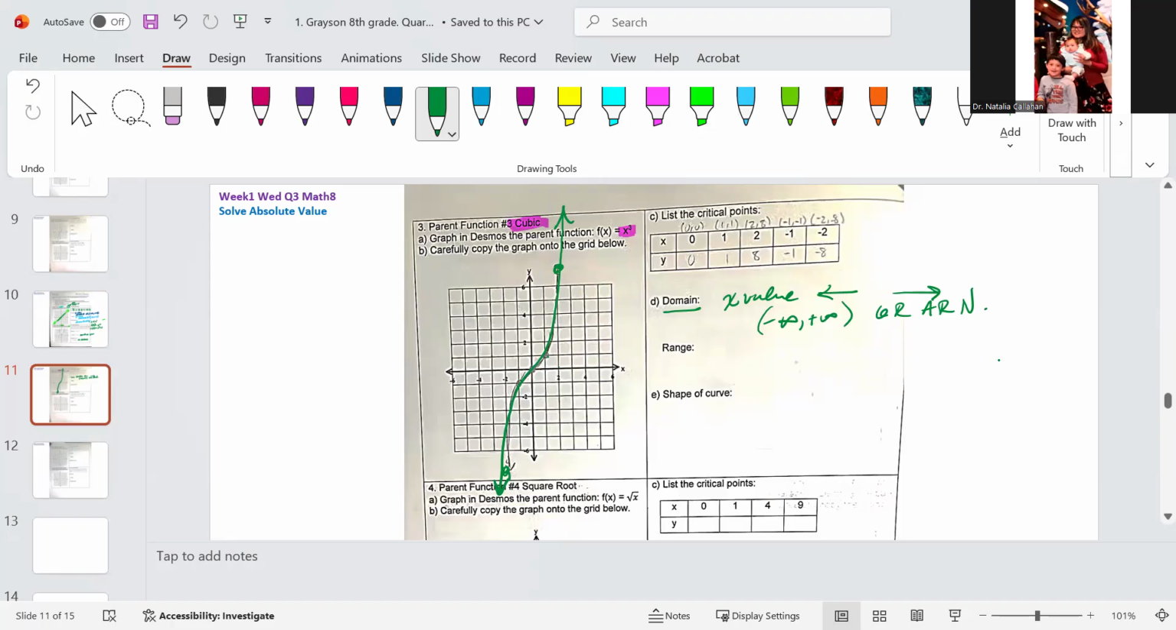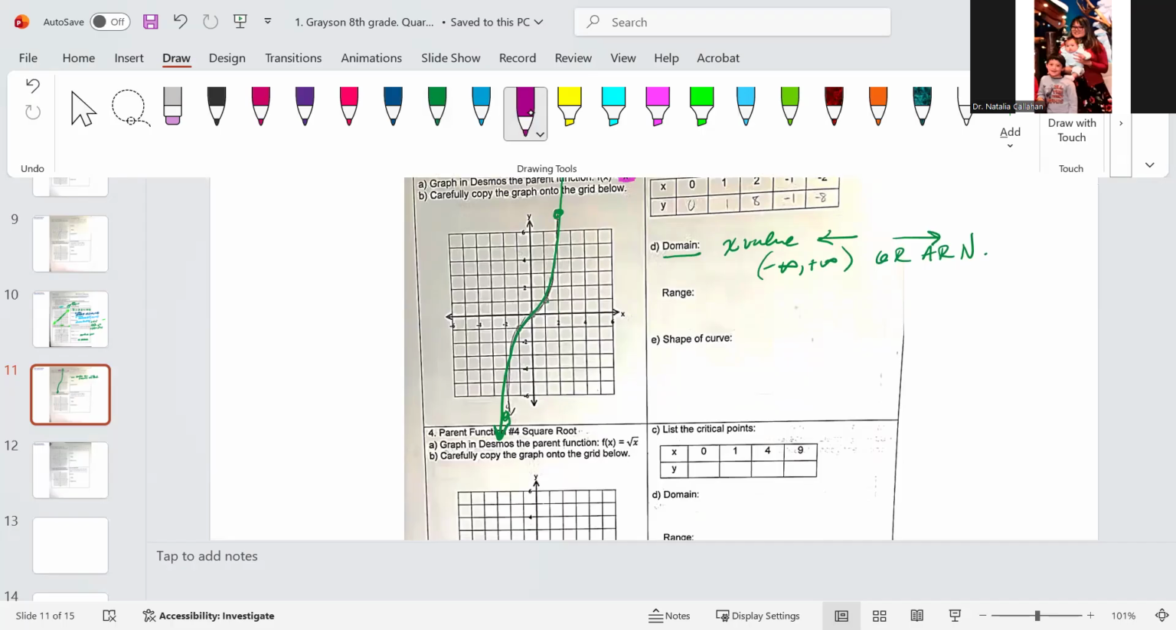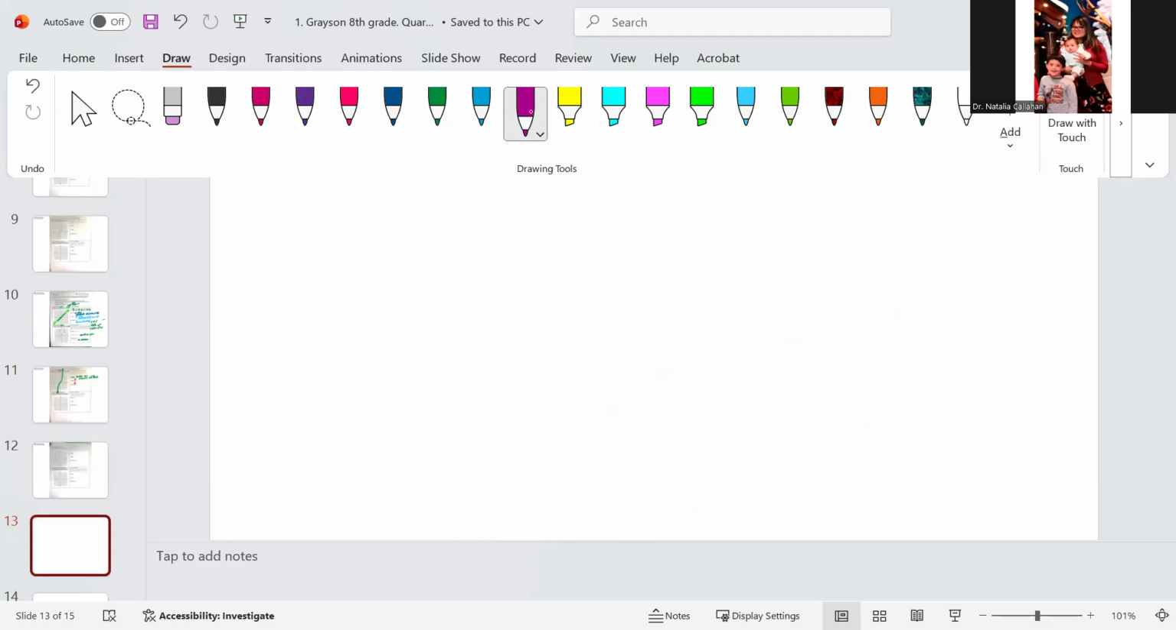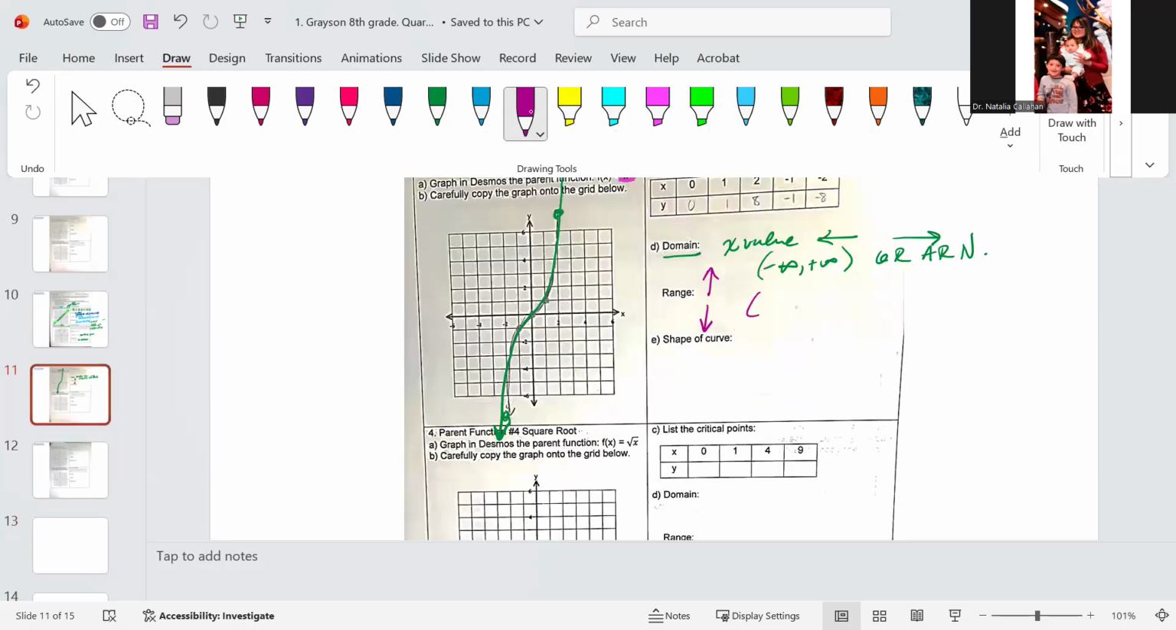Okay, let's move on to the next part. What about the range? How far does it go up? Range is up. And how far does it go down? And then, what's the domain, all real numbers? What's the shape of the curve?